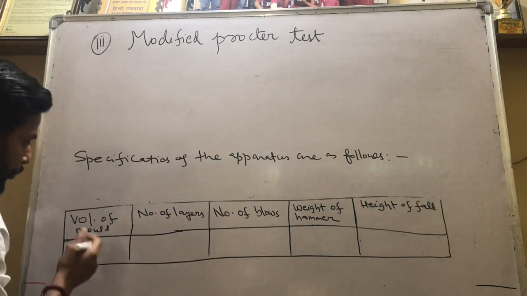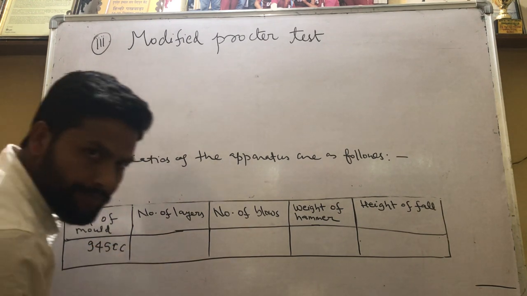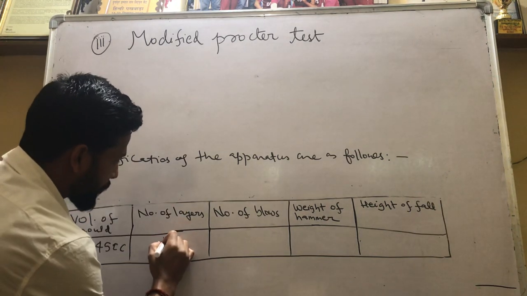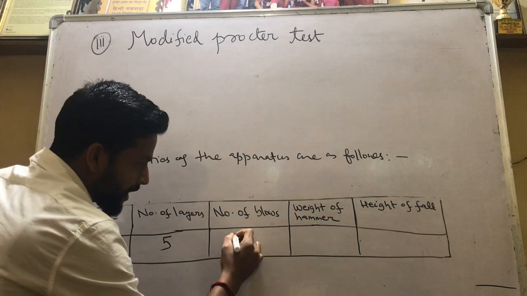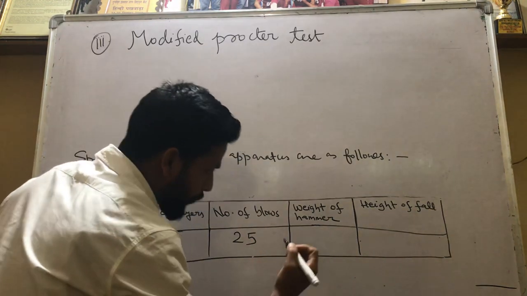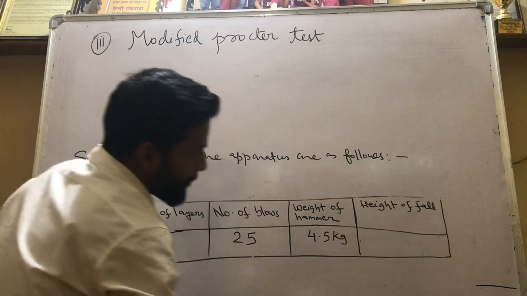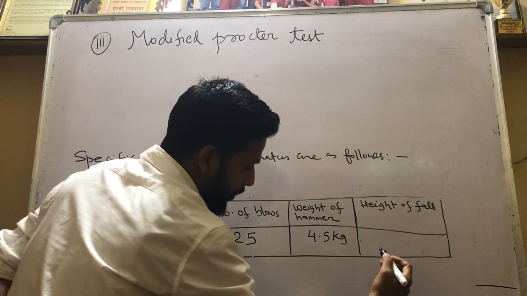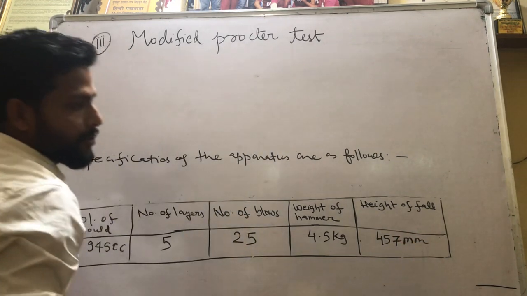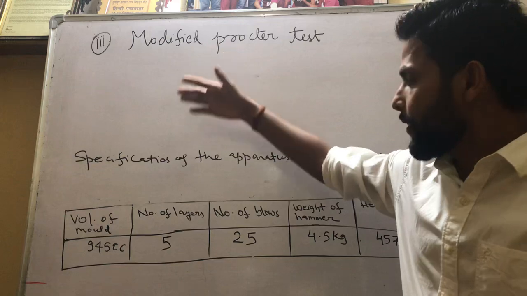So what will be the specifications? Volume of mold for this case will be 945 cubic centimeter, cc. Number of layers will be here 5. Number of blows will be 25, same as before. Weight of hammer. What will be the weight of hammer for this case? Weight of hammer will be 4.5 kg. What will be the height of fall? The height of fall will be 457 millimeter.